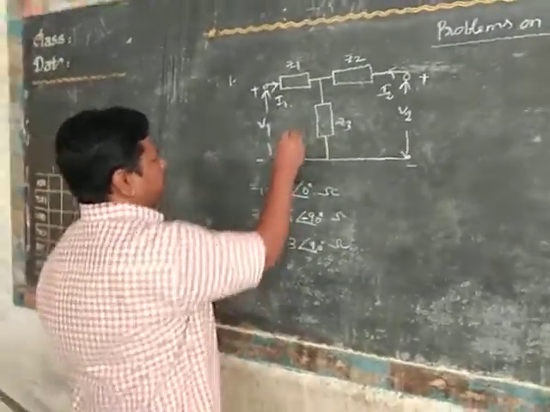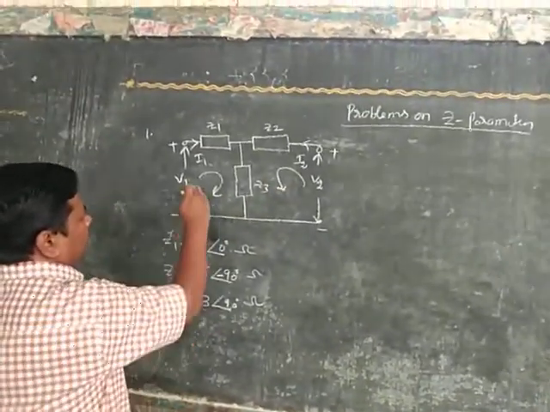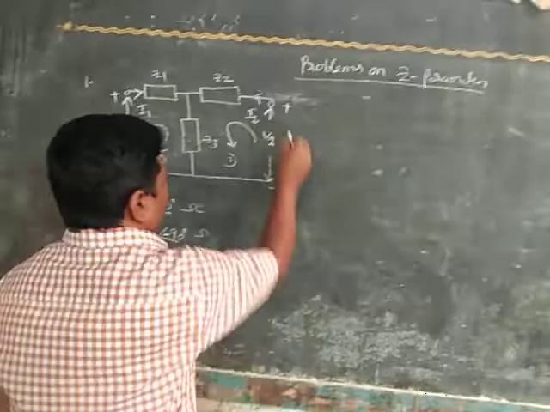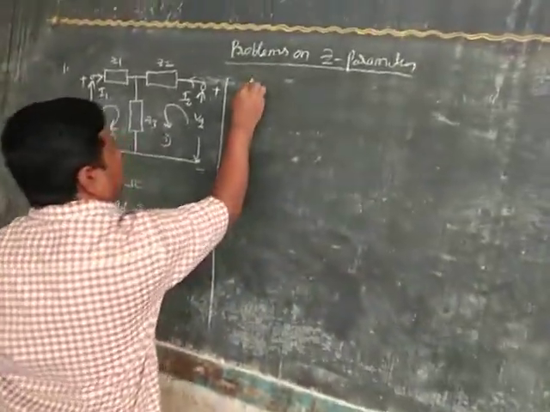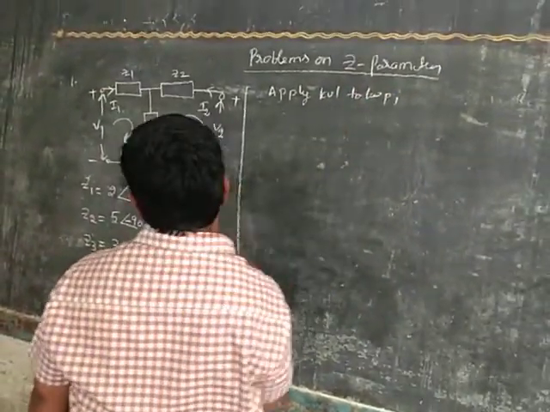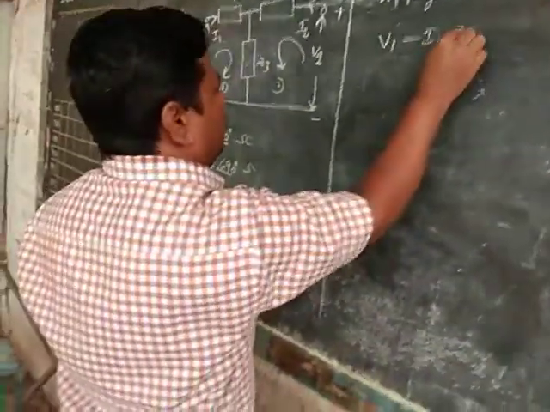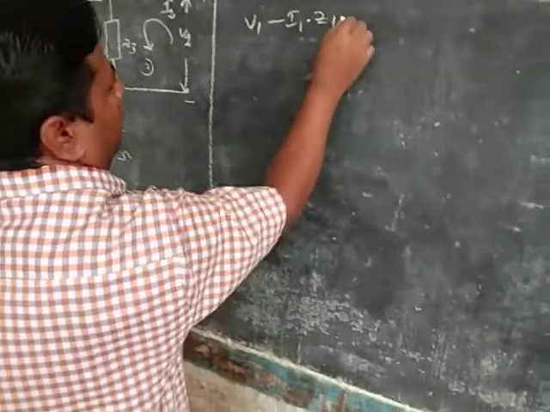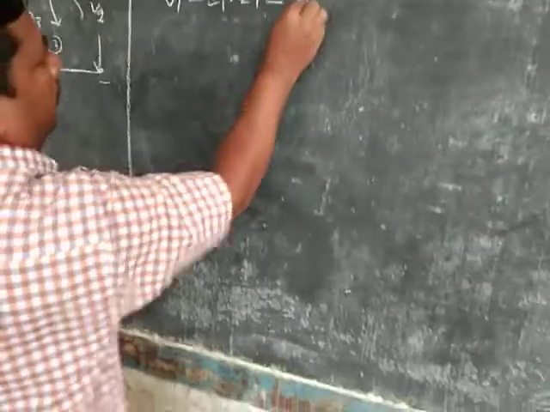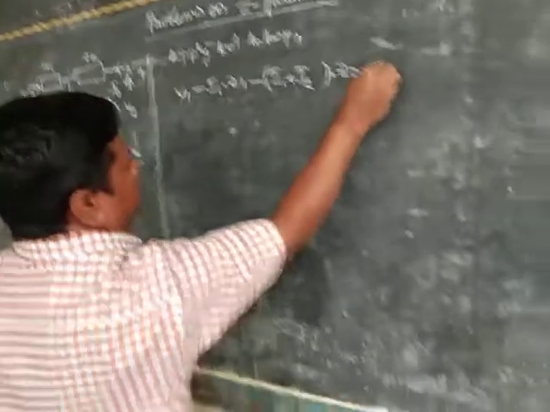As usual, the normal procedure: find the relation between voltages and currents. Apply KVL to loop 1 and again apply KVL to loop 2. Generalized one, apply KVL to loop 1. Then this is V1 minus I1 into Z1, minus, here the current flowing is I1 plus I2, I1 plus I2 into Z3 is equal to 0.